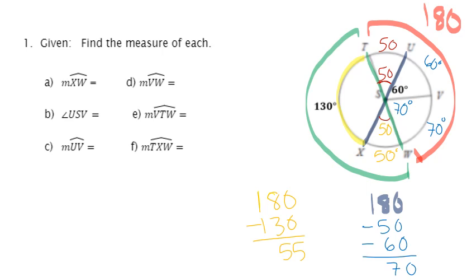All right, and now we can go to our question and answer those different pieces that we're asked for. So the first thing they're asking for is XW, so that's going to be a minor arc. So XW is going to be 50 degrees. We then have VW. If I go from V to W, I can see that's 70 degrees. We then also have USV, so that's 60.